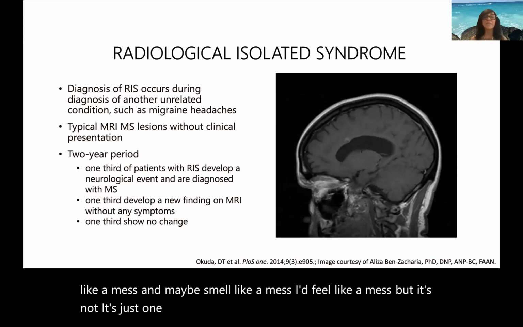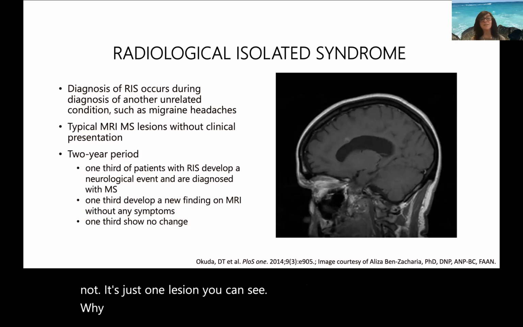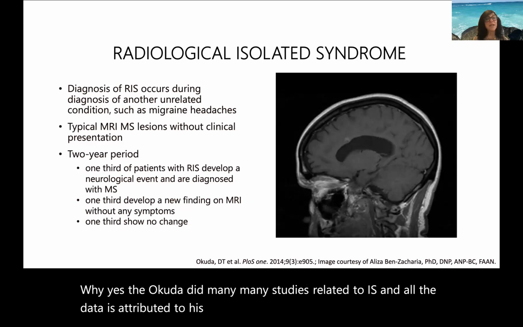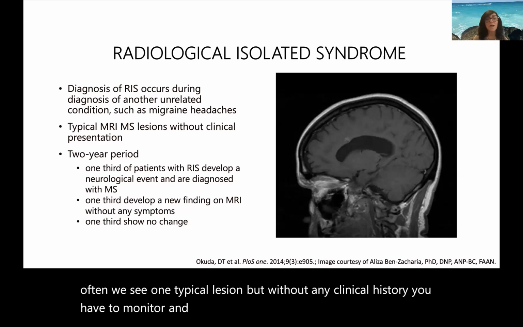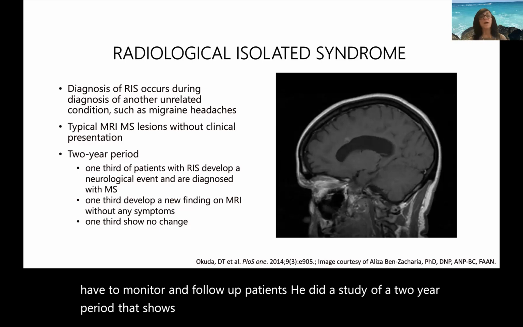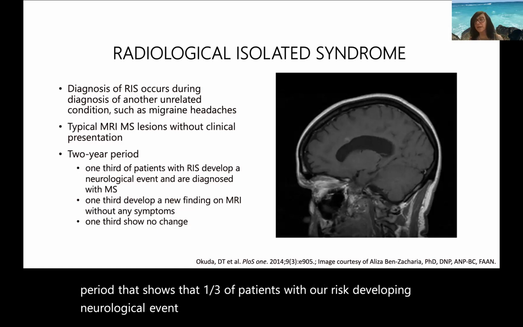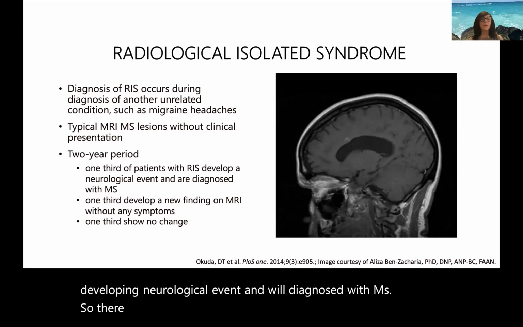You can see RIS. Okuda did many studies related to RIS, and all the data is attributed to his research. Often we see one typical lesion, but without any clinical history, you have to monitor and follow up patients. He did a study over a 2-year period that shows that 1/3 of patients with RIS develop a neurological event and were diagnosed with MS. So they went on to develop MS.